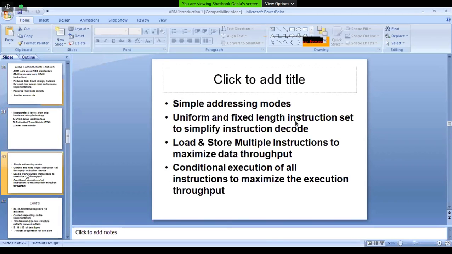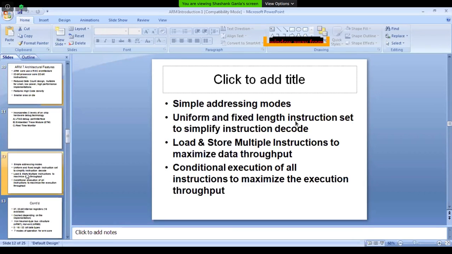Next, the ARM architecture is a RISC architecture, and the usual characteristic of RISC architecture is that they do not support many addressing modes. So ARM architecture itself, being a RISC architecture, does not support many addressing modes. What are the addressing modes? You will come to know when we start the programming related discussions. But right now it does not support many addressing modes.